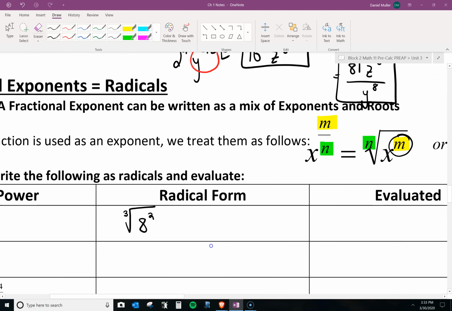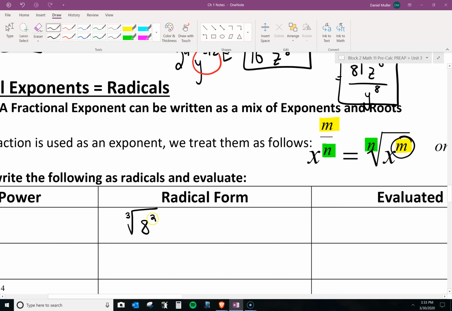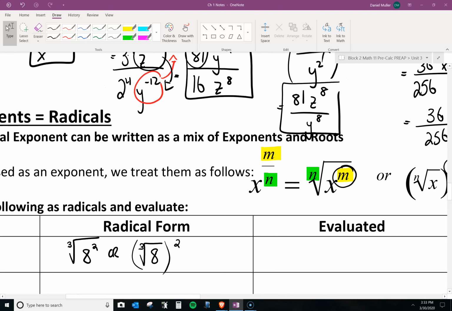In this case, our m is our 2. So we can have the 2 go first, or we can have the 2 go last. And if we go last, then that means we're going to have the cube root go first. So it's this or this. Now, when it comes to evaluating it without a calculator, like, well, what is this? You can do it 2 ways.